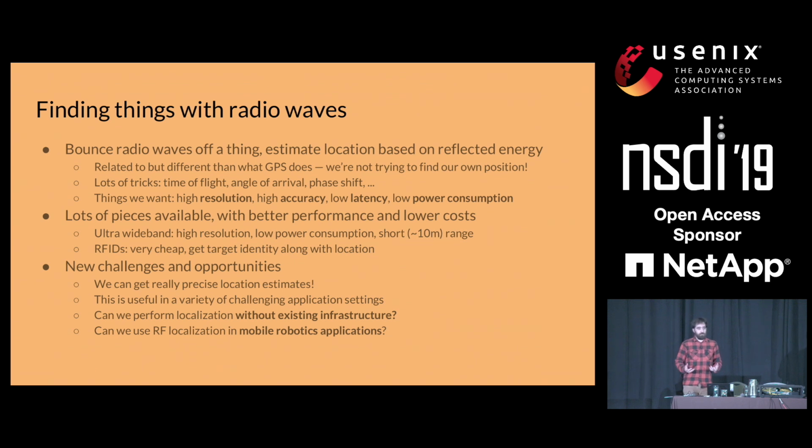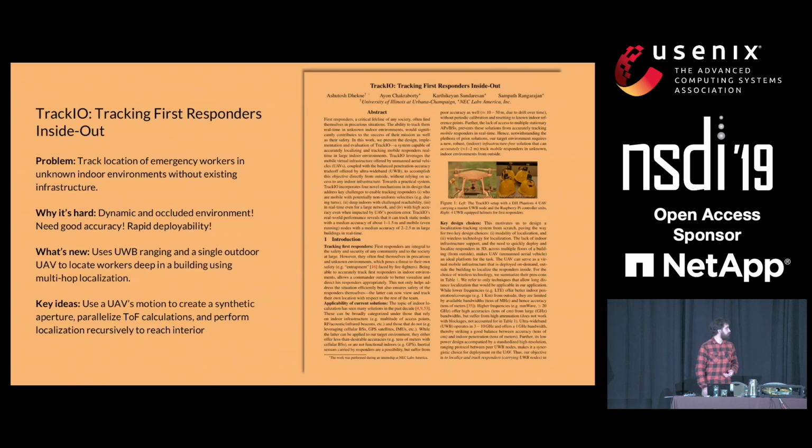So the first two papers in this session really look at, given all the pieces, how we can put together systems that work within specific application domains to provide localization. The first paper, TrackIO: Tracking First Responders Inside-Out, is a system that looks at the problem of how to identify the locations of emergency workers inside a building that's in an unknown environment without any infrastructure.